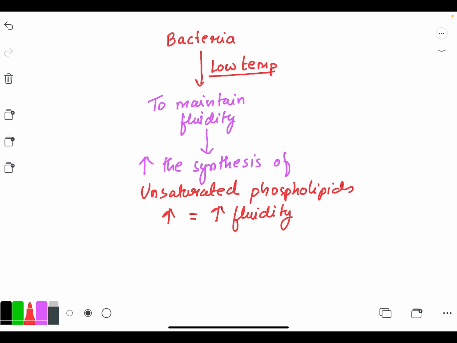Okay, so I hope I was able to explain the concept. There is also a role of cholesterol in maintaining the fluidity of the plasma membrane, but it is not the topic of discussion for this video.